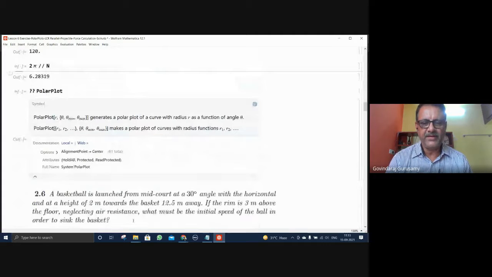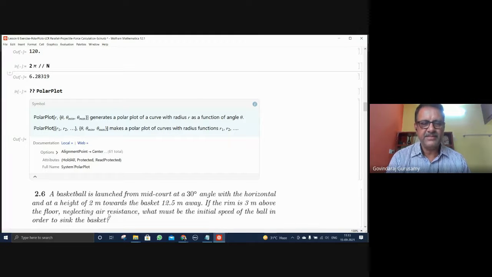How many of them made an effort to solve this problem? A basketball is launched from midcourt at a 30-degree angle with the horizontal, at a height of 2 meters, towards the basket, which is 12.5 meters away. If the rim is 3 meters above the floor, neglecting air resistance, what must be the initial speed of the ball in order to sink the basket?